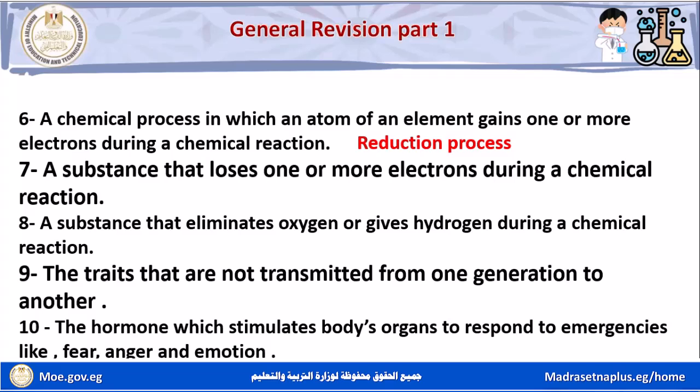Question number 7. A substance that loses one or more electrons during a chemical reaction. Substance that loses, not process: a reducing agent. Number 8. A substance that eliminates oxygen or gives hydrogen during a chemical reaction: reducing agent.